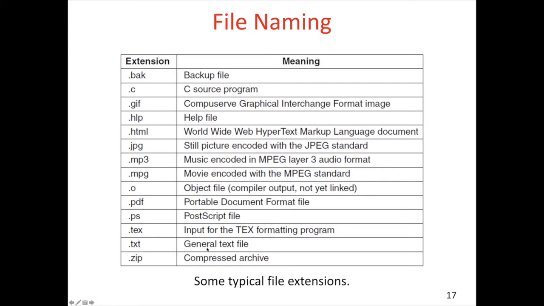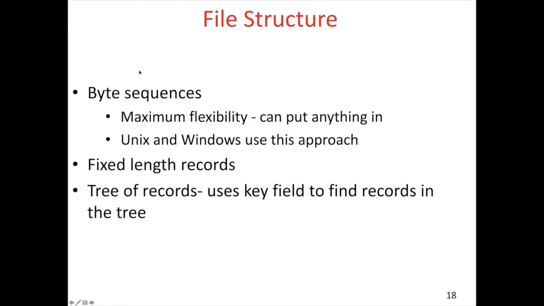.txt general text file. .zip compressed archive. The file structure may be byte sequences. This provides for maximum flexibility. Anything can be put inside.